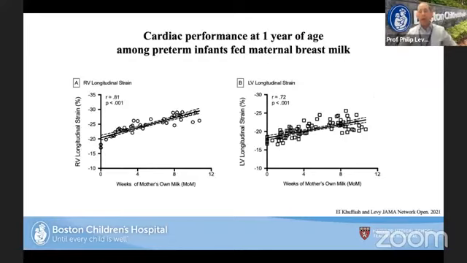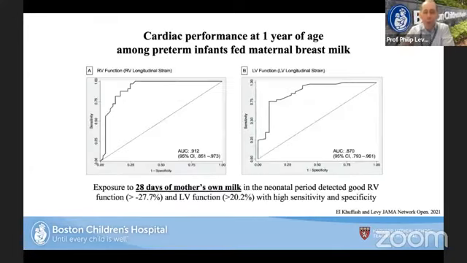And what we clearly showed is that the more breast milk you got, and this can be done anywhere in the world, you don't need echocardiography to give breast milk, but the more mother's own breast milk a preterm infant got, the better their long-term right and left ventricular function was. We showed that for 28 days, 1 month of mother's own milk enhanced your overall function to almost normal in the preterm infants compared to the term infants.